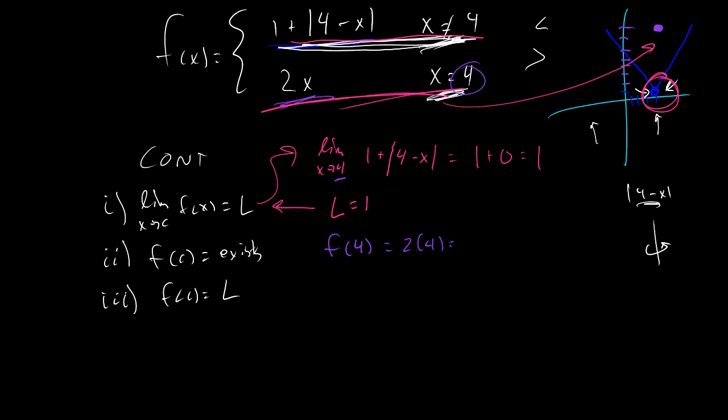It's a 2. So I get 8. So now I know that f of c does not equal my limit. So that's to say that 8 does not equal 1. That's supposed to be a 1.